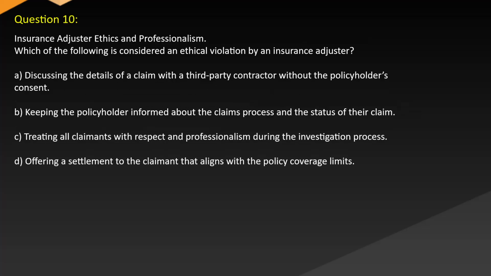Question 10. Insurance adjuster ethics and professionalism. Which of the following is considered an ethical violation by an insurance adjuster? A. Discussing the details of a claim with a third-party contractor without the policyholder's consent. B. Keeping the policyholder informed about the claims process and the status of their claim. C. Treating all claimants with respect and professionalism during the investigation process. D. Offering a settlement to the claimant that aligns with the policy coverage limits.